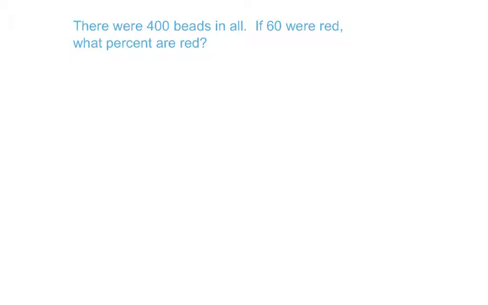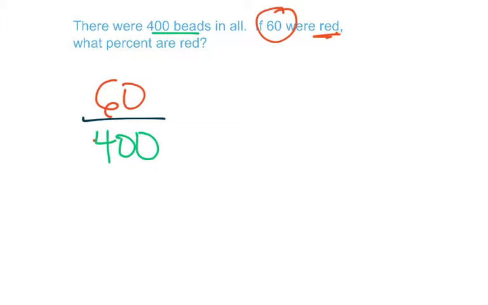The statement is this: there were 400 beads in all. If 60 were red, what percent are red? So again, they're telling us about a whole, the whole being 400 beads. They're telling us a part, the part being 60 that are red. And so once again, a nice fraction that they've given to us, 60 of 400 or 60 four-hundredths.